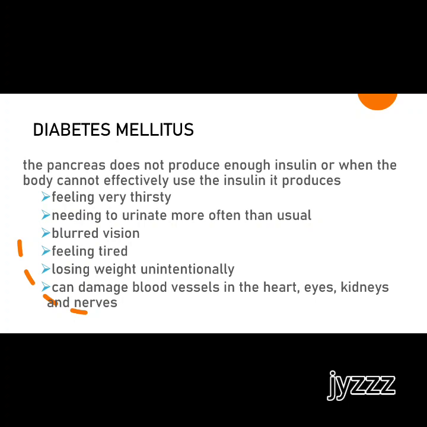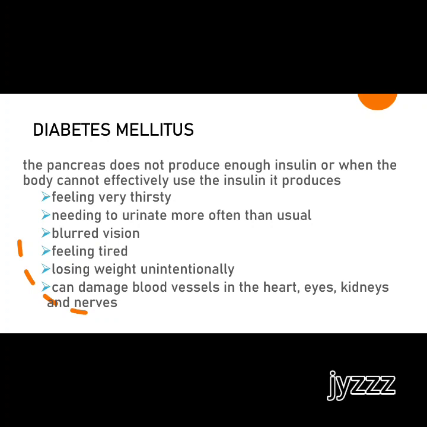Either very little insulin is produced, or you have enough insulin but probably have problems with the receptors for insulin. The most common signs and symptoms of diabetes mellitus are feeling very thirsty, or polydipsia, needing to urinate more often than usual, or polyuria, blurred vision, feeling very tired, and losing weight unintentionally.